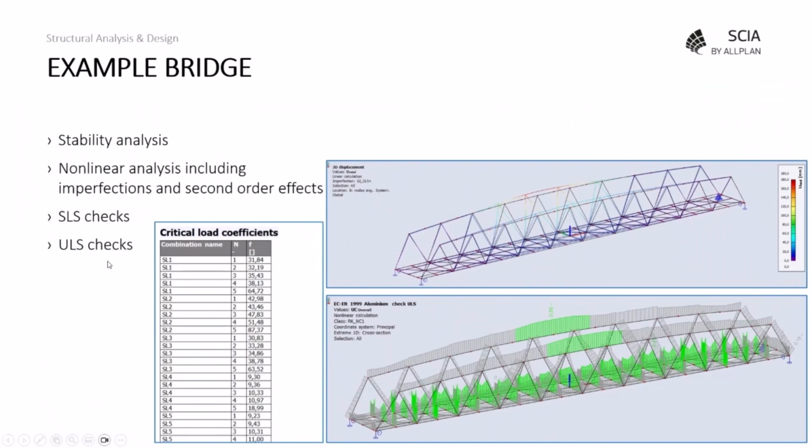So we saw in the software that we can ask for the stability modes and the critical coefficients after we executed the stability analysis. Then the stability mode was applied as an imperfection, which can also be visualized via the 3D deformations. In the nonlinear analysis, we took into account the imperfections and the second order effects. And after that, you can use the nonlinear combinations to perform your SLS and ULS checks.